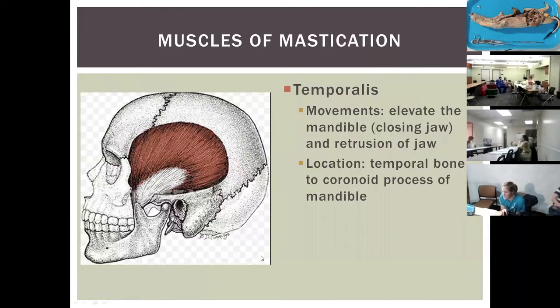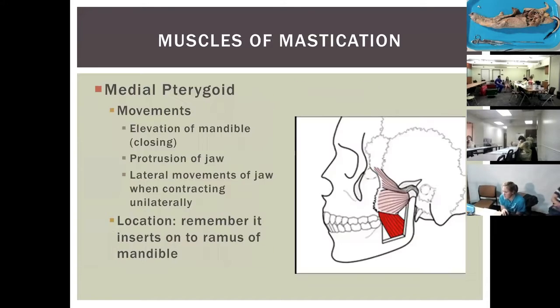The temporalis goes from the temporal bone down to the condyle, or the coronoid process, in the mandible, and it helps elevate the mandible as well. So it also helps close the jaw. This muscle also helps with retrusion of the jaw. So once you've stuck your jaw out, it helps you pull it back in place.